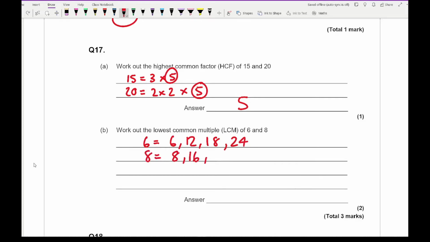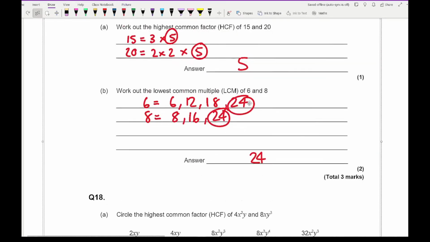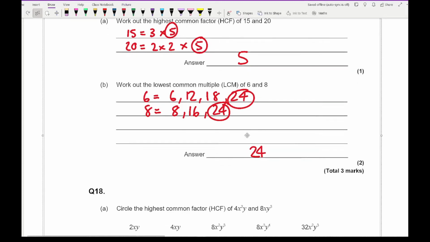And only because it's worth 2 marks. If it was only worth 1, then just writing 24 would be absolutely fine. But if you wrote, let's say, 48, then you would get 1 mark for writing 48 because it is a common multiple, but it's not the lowest. So just be mindful of that.